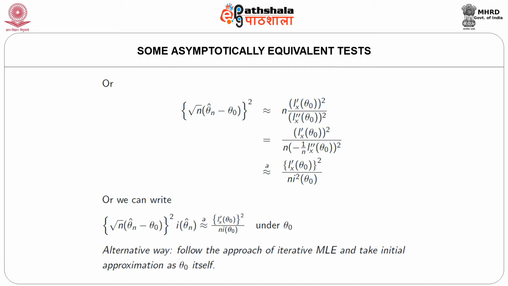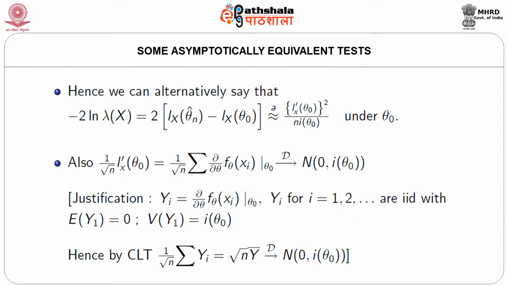An alternative way of getting all these asymptotics is to follow the approach of iterative MLE with initial approximation as theta naught itself. Hence, we can alternatively say that minus twice log of lambda x curl equals twice small lx theta n hat minus small lx theta naught, and that is asymptotically equivalent to small lx prime theta naught whole square by n times I theta naught under theta naught.